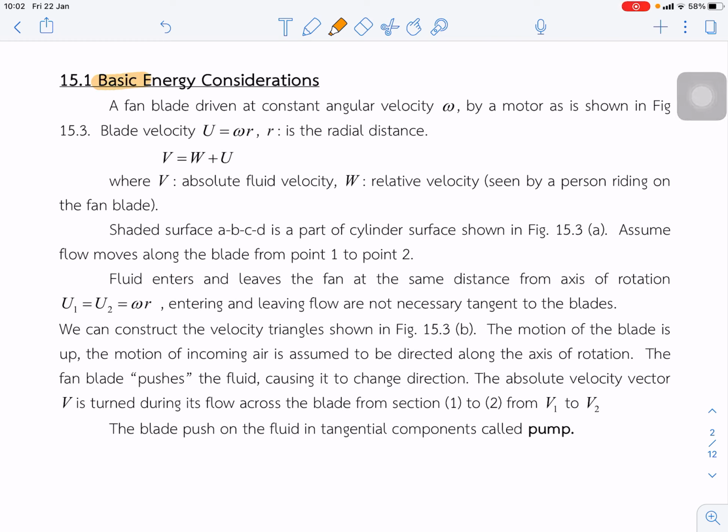Next topic is the basic energy consideration. So we use this equation to explain the velocities. V is the absolute velocity, the flow velocity, and W is the relative velocity seen by the person riding on the fan blade. And U is the blade velocity. We can find it from the angular velocity of the blade times the radius. Okay, so we got the U.